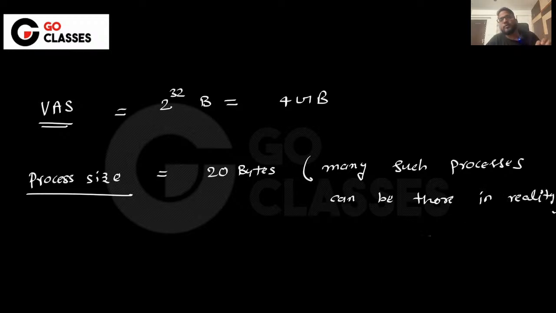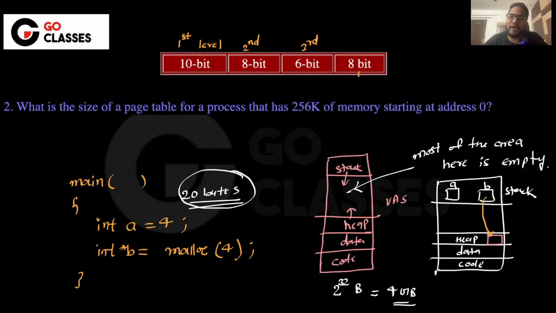Is this okay to everyone, what I mean by the virtual address space, and what I mean by the process size? Your process size could be very small compared to the virtual address space. Now what we want to check is, if I want to use multi-level paging for this process, how is it going to help us?